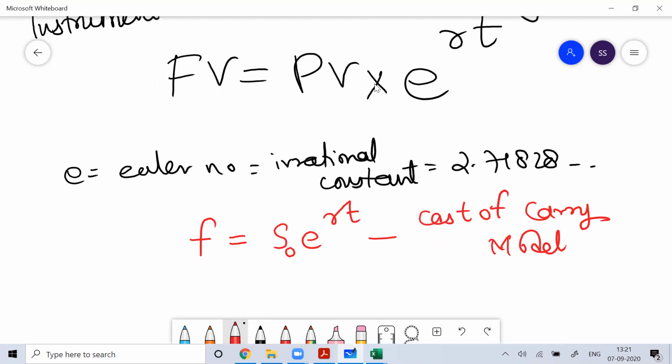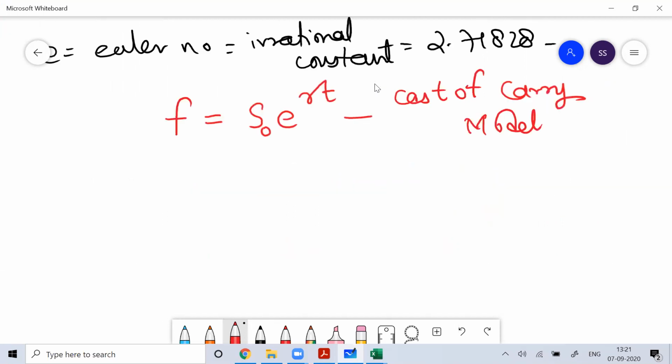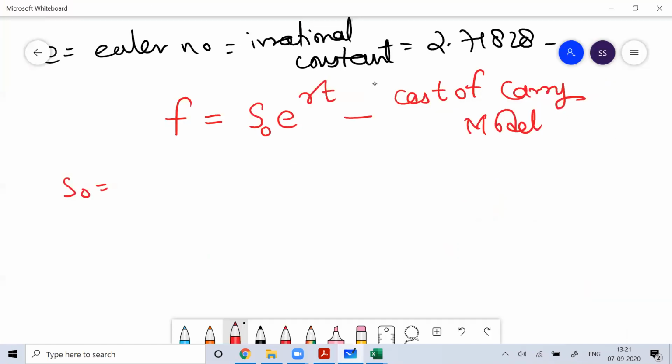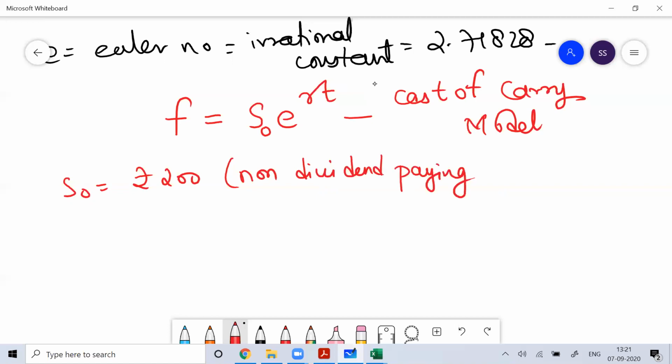So here they are asking you to determine the future price. Here the S naught is given to you. The spot price of the underlying asset is given to you, 200 rupees. It is a non-dividend paying stock.